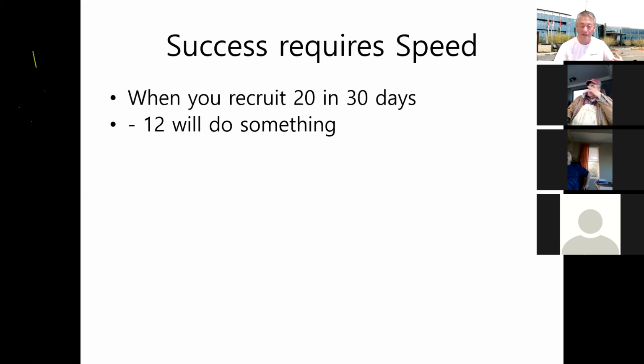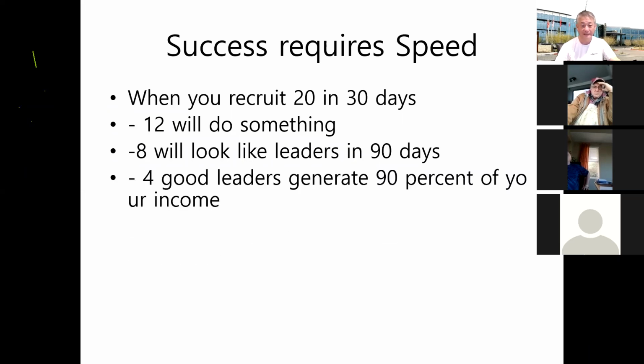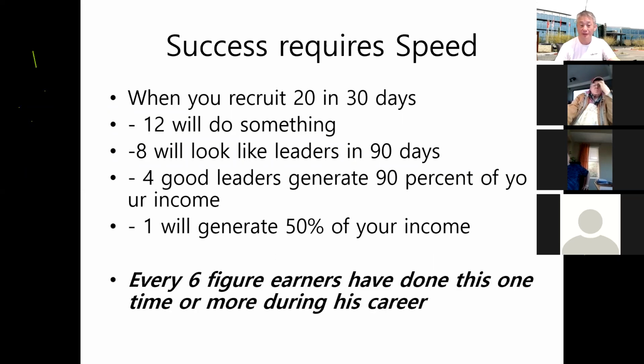If you do 20 in 30 days, 12 will do something, because you've done it in a short period of time and because there's momentum created in that leg. And 8 will look like a leader in 90 days. That's a big percentage. Wouldn't you want to have 8 leaders in your team that you can work together with? Oh my God, that's money. 4 good leaders generate 90% of your volume, and then 1 will generate 50% of your income. That's what will happen.